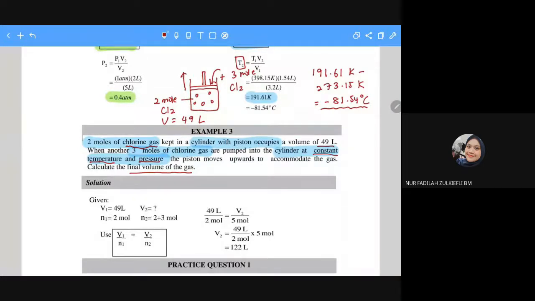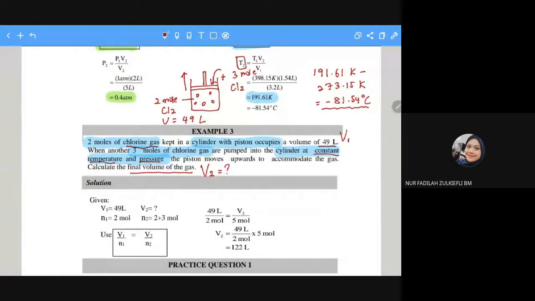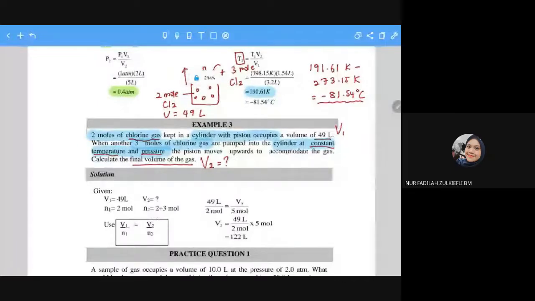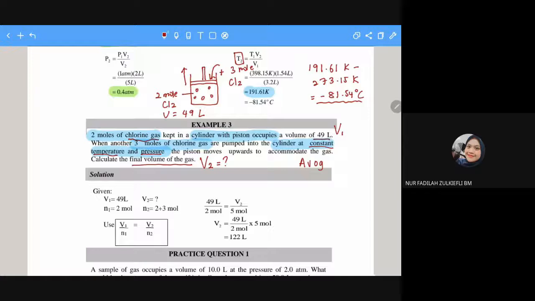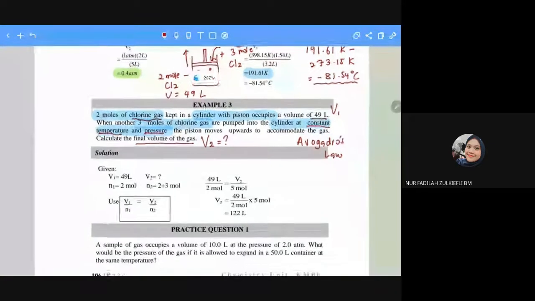Okay, so ini adalah V1. So kita nak cari apa dalam case ni? Kita nak cari V2. Okay, so dia relate dengan number of mole of gas dan juga volume. So what is the rule apply kat sini? Boyle's law, Charles law or Avogadro? Avogadro. Okay, Avogadro law. Itu soalan. Teacher akan make sure student identify dulu apa laws yang akan terlibat. Okay, so Avogadro law, kita ambil mathematical equation.